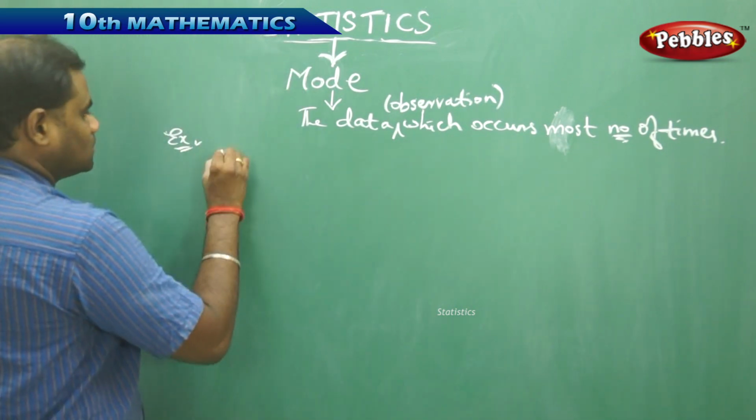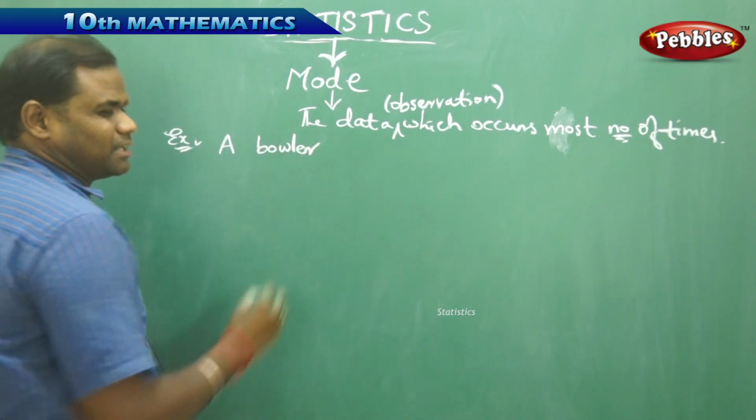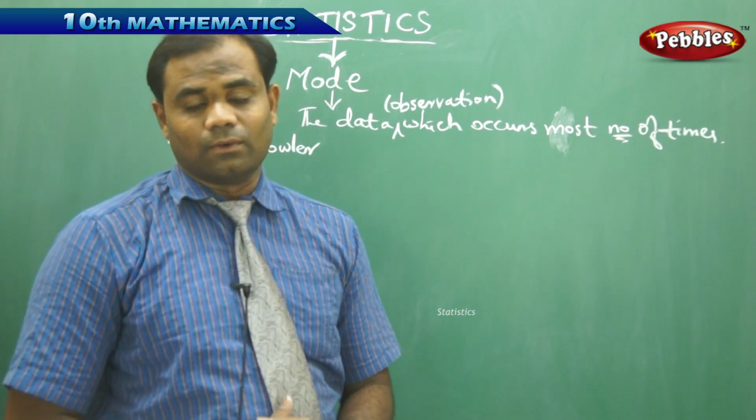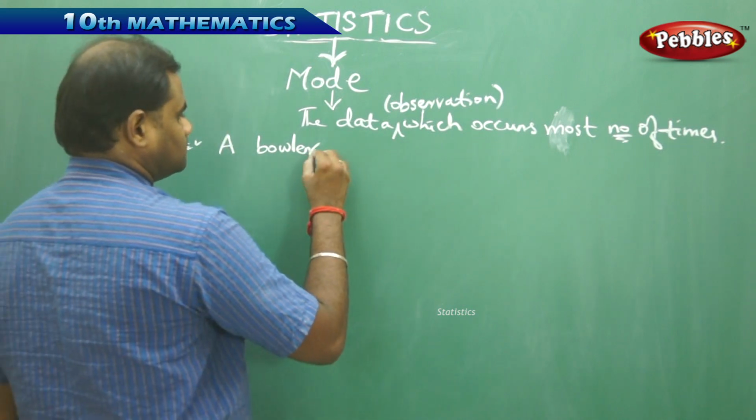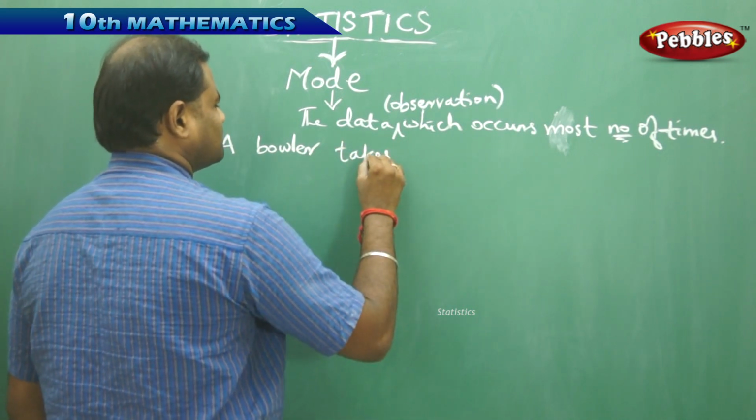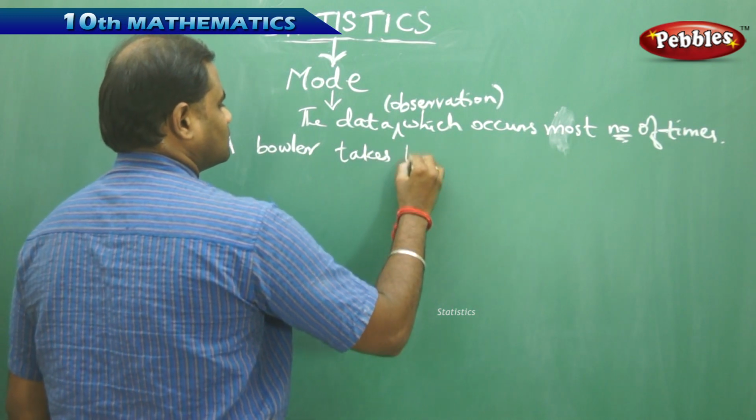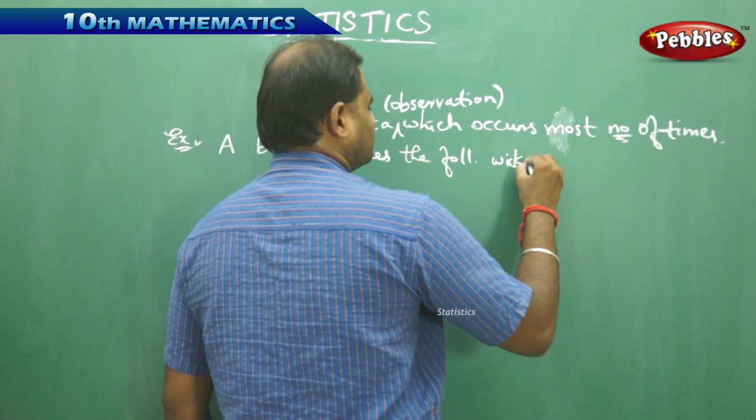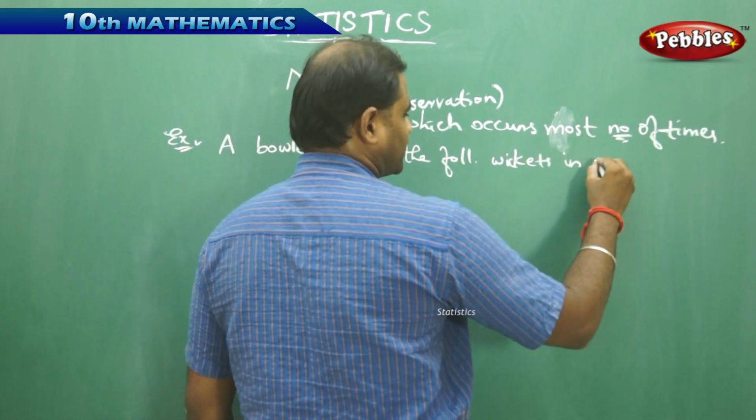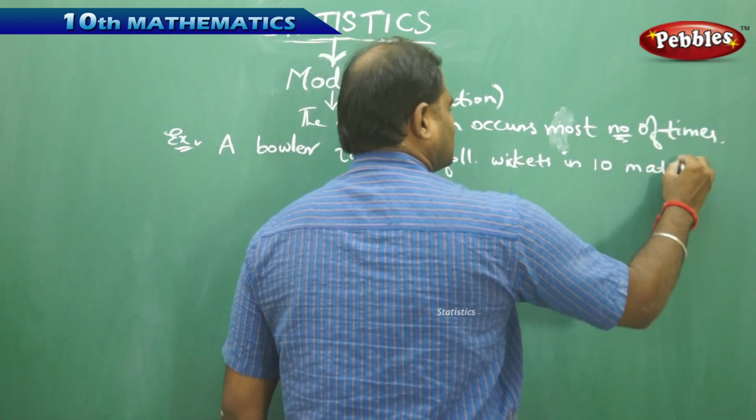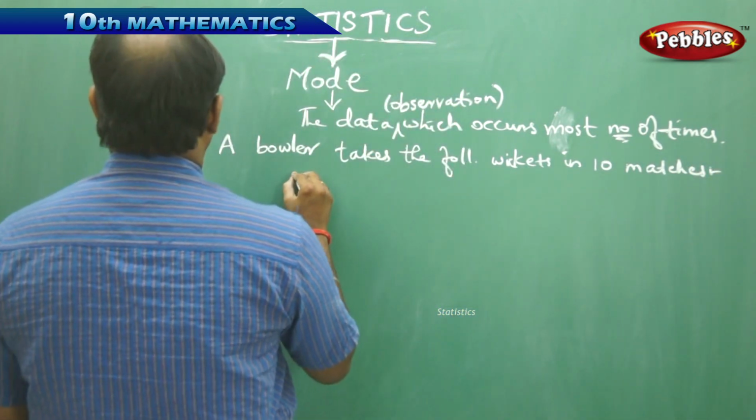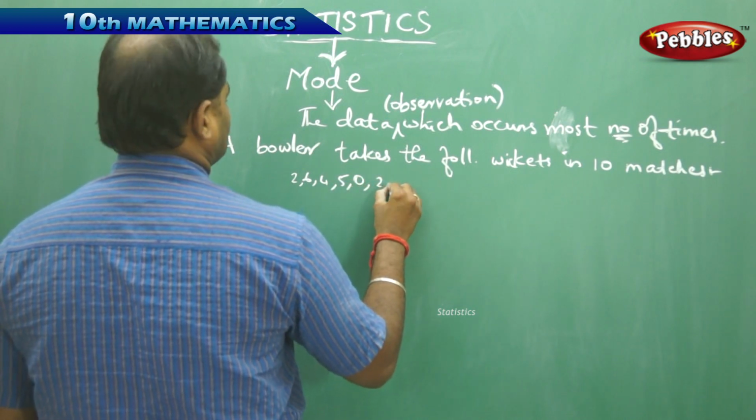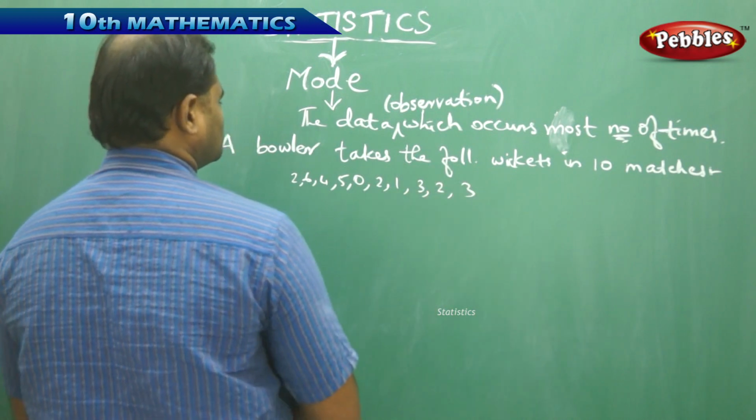Suppose I have a cricket match as a real life example connected with the mode. Let's see how mode is understood through a cricket match. A bowler takes the following wickets, the following number of wickets in 10 matches. That is, I have 2, 6, 4, 5, 0, 2, 1, 3, 2, 3.